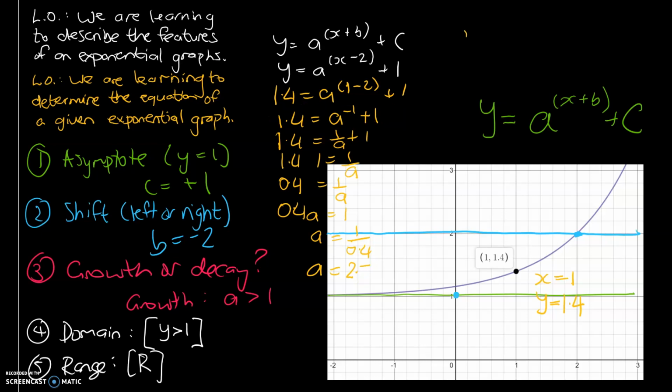We've converted a to the power of -1 to 1 divided by a, and we've used our algebra to figure out that a is equal to 2.5. And what that means is our formula is y is equal to 2.5 to the power of x minus 2 plus 1.